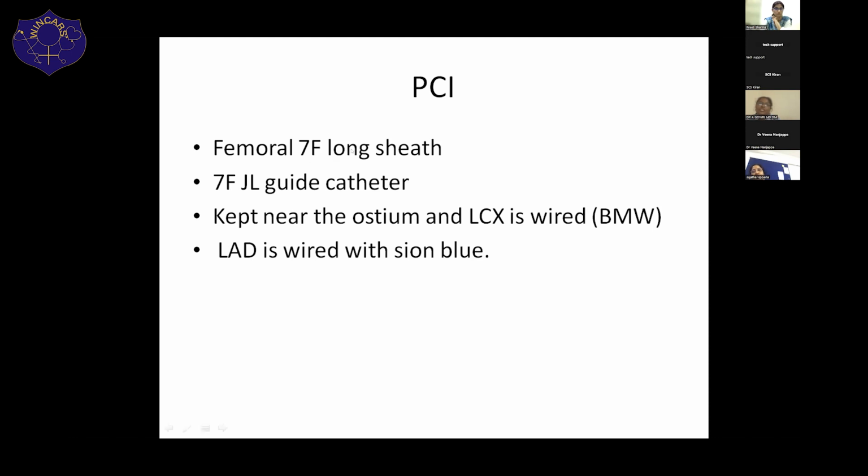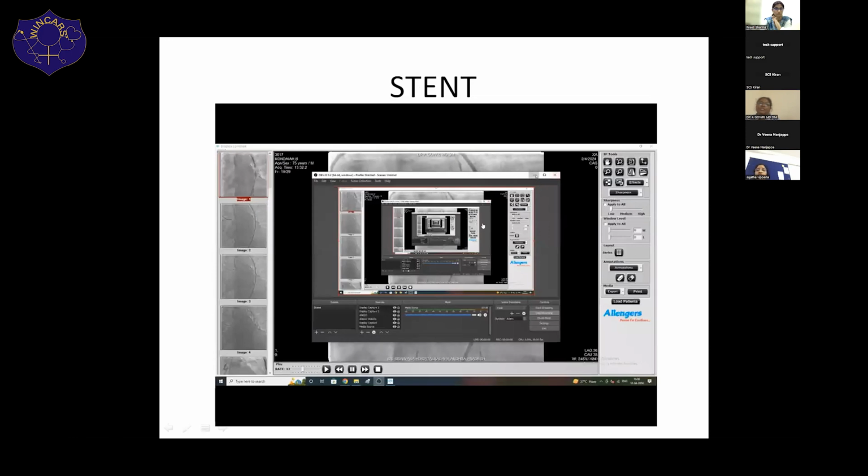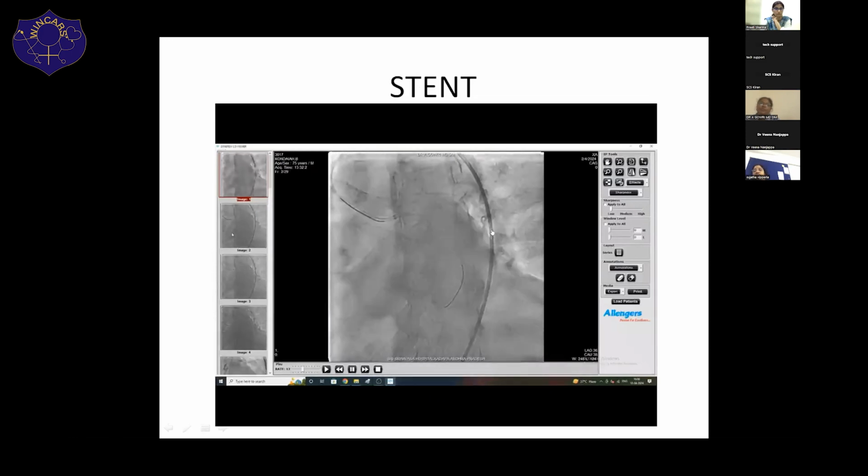So we have taken a 7 French JL guiding catheter. The opposite femoral side was also prepared in case we need any IABP support. We wired the LCX and LAD, and dilated with a 2 mm balloon. After dilating with the 2 mm balloon, I sent the IVUS into the LAD.